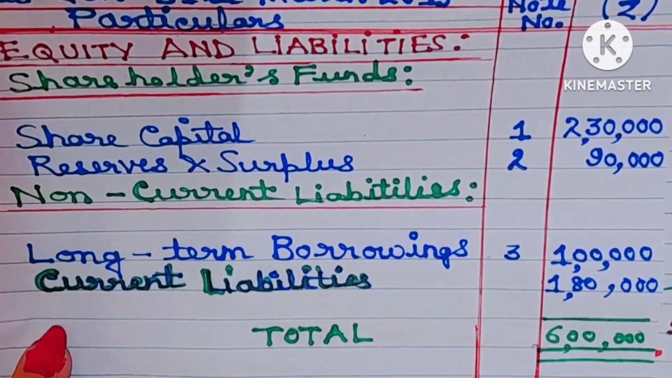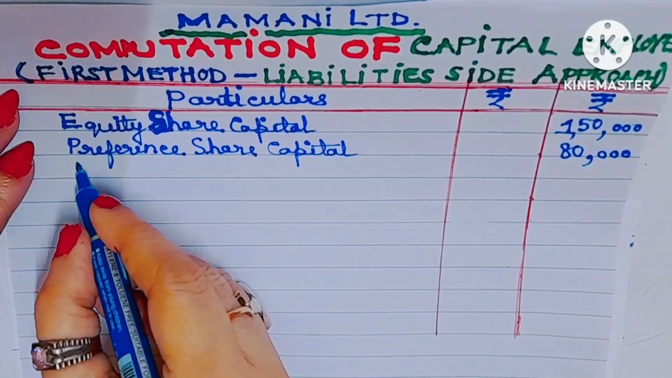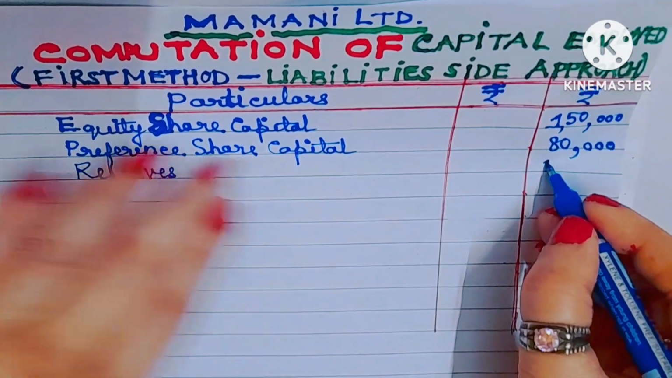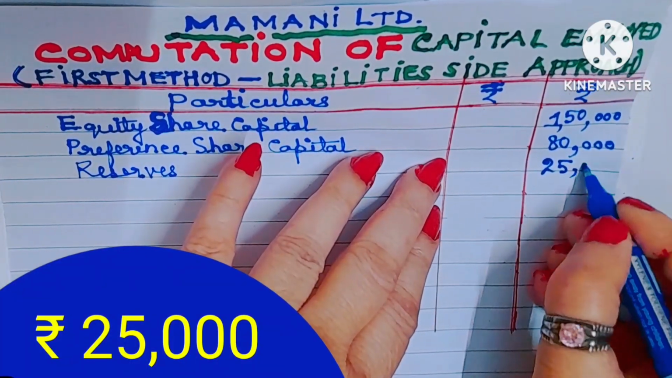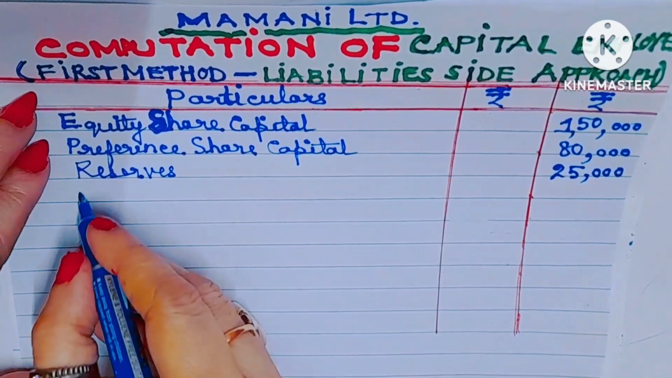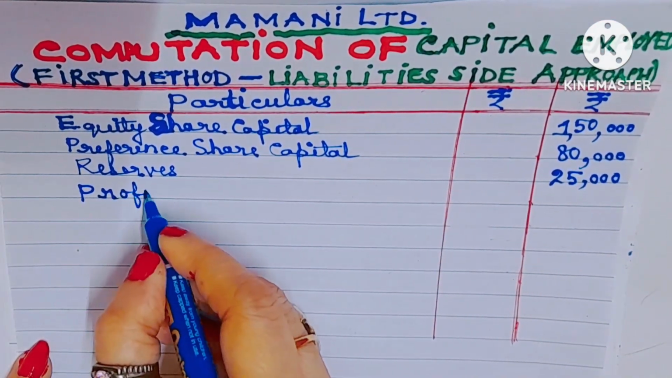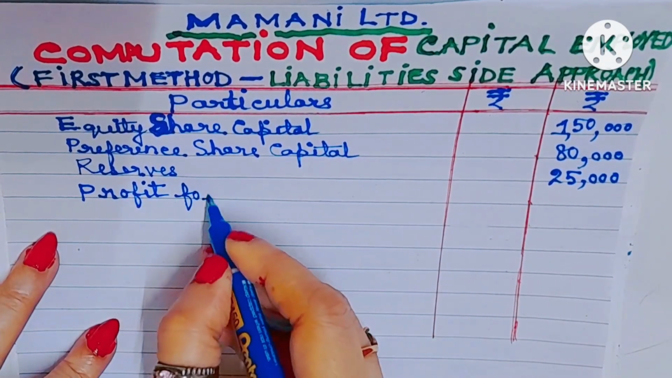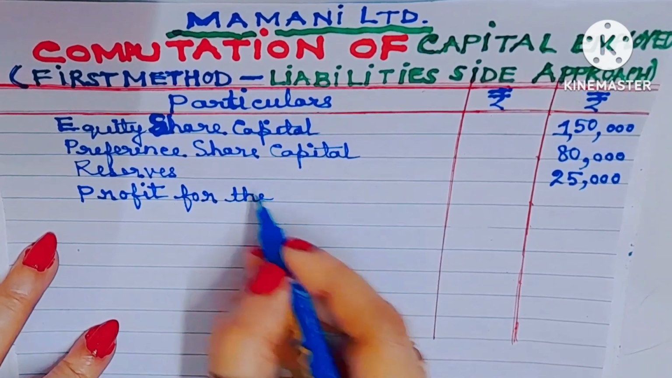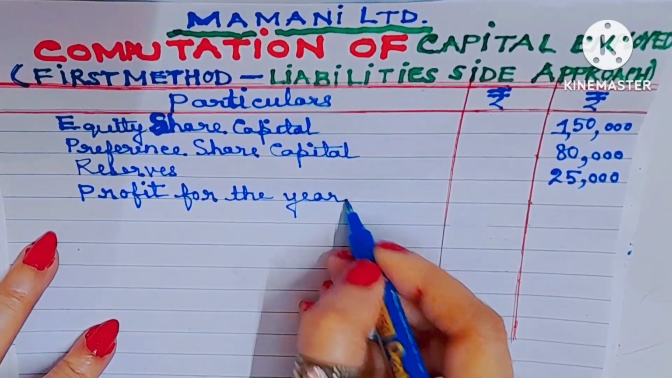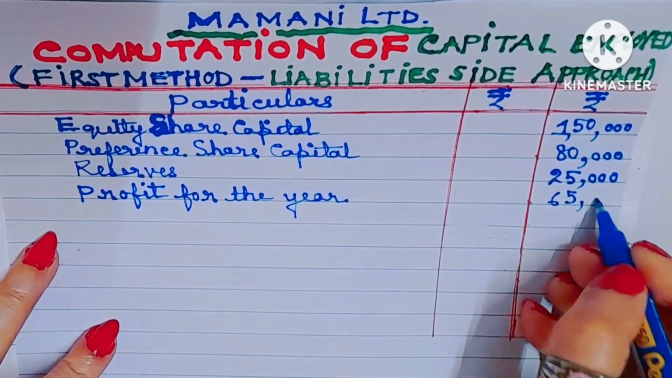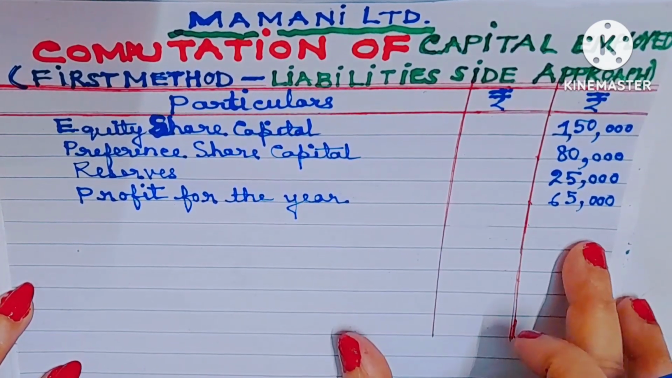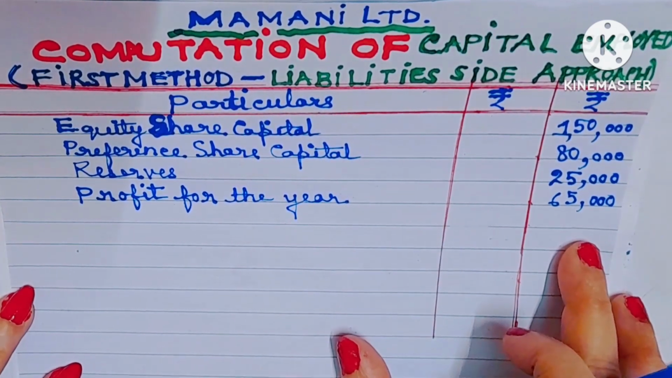Okay? So let's write. So reserves is equal to 25,000 and profit for the year $65,000. Okay, we'll write both the amounts in the second column or outer column. Okay, now let's go through the problem again.